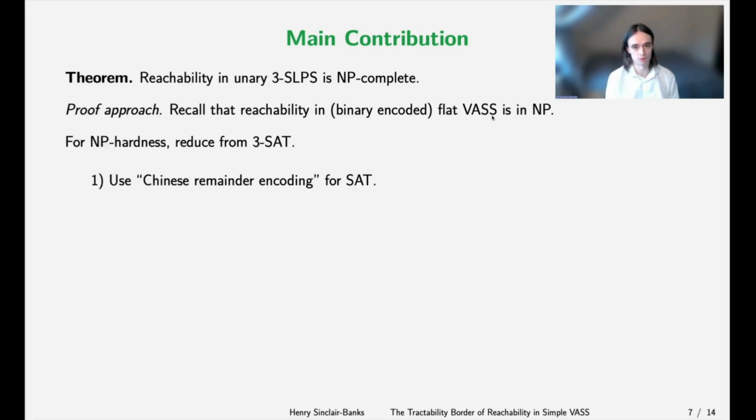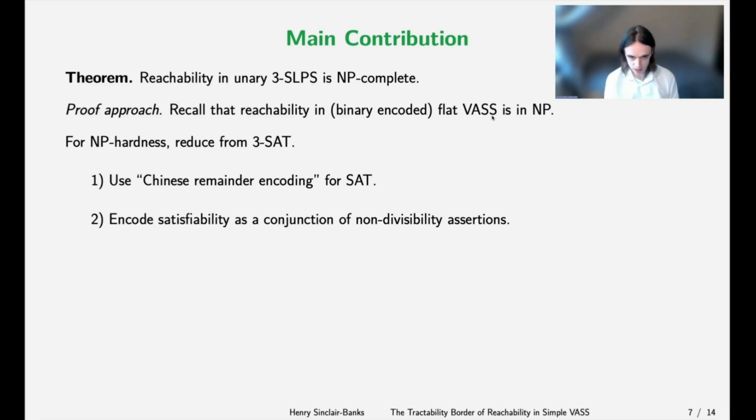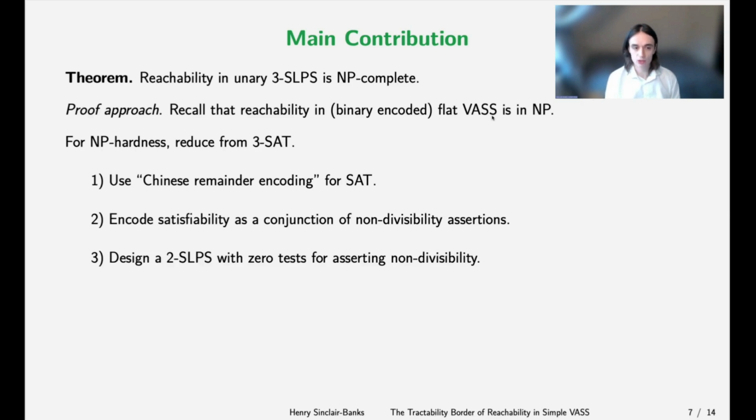For this, we reduce from 3 SAT, and we have 5 main steps to this. The first, we use the so-called Chinese remainder encoding for SAT that's perhaps not super well known. I will explain it in the following slide. And we will show how to encode the satisfiability of the instance as a conjunction of non-divisibility assertions on a certain natural number. And we'll design a 2-dimensional system, but with 0 tests for asserting non-divisibility.